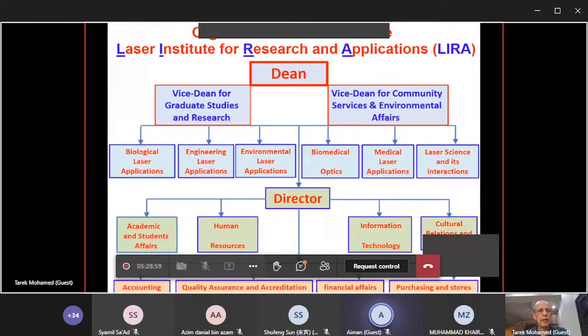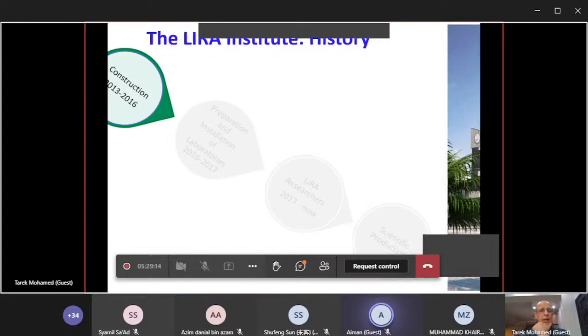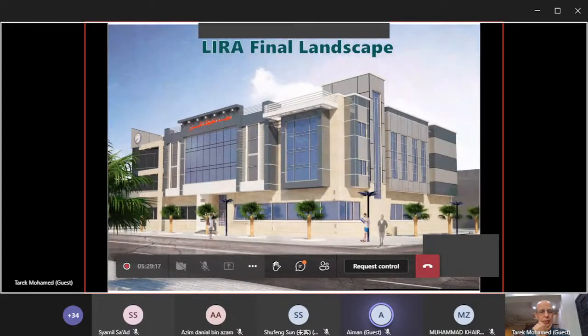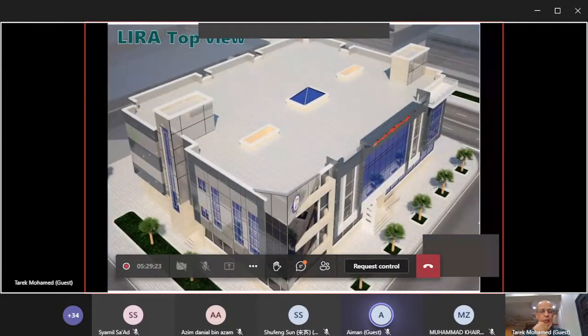Here is the organization of the institute. We have 6 departments, most of them around laser, studying laser and laser applications. The construction of the institute started in 2013 and ended by 2016. And here is the final landscape of the LIRA Institute. This is the side view, and this is the top view.